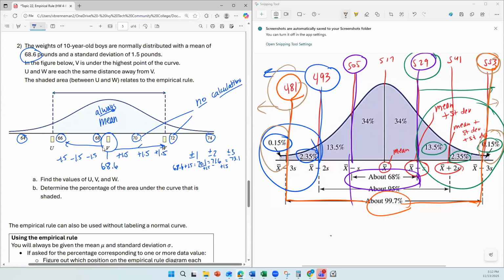W has to be one of those three. For U, I'm subtracting. So 68.6 minus 1.5 is 67.1. Minus 1.5 again is 65.6. And minus 1.5 again is 64.1. So those are my possibilities for U. It has to be one of those. Now, the other thing is, again, they're equal distance. So whatever I choose for W, if I choose this, it would have to go with this, right? So they're going to match up.